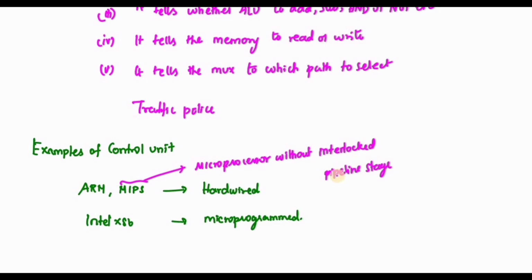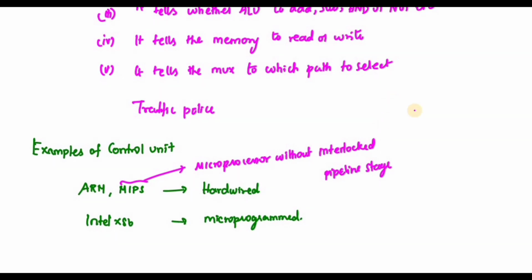So what does MIPS represent? This is nothing but Microprocessor without Interlocked Pipeline Stages. If I use a pipeline, it will be very efficient. The microprocessor is nothing but a CPU, and without interlock on the pipeline stages, you know the 5 stages: instruction fetch, instruction decode, execute, memory access, and write back.